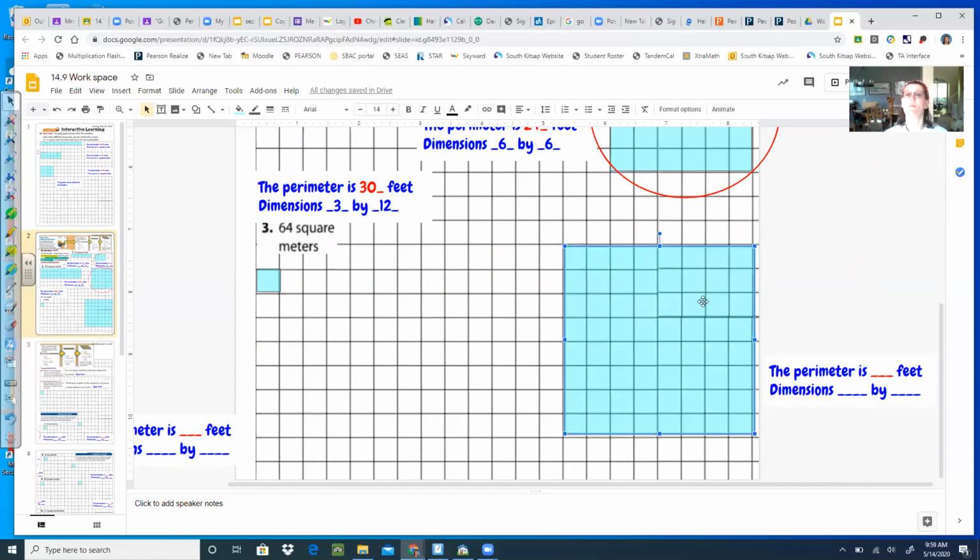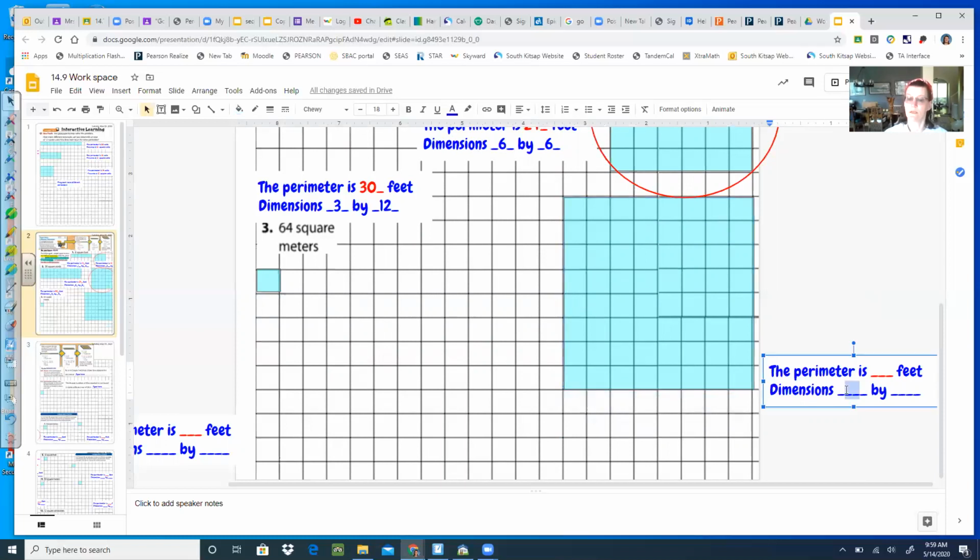I'm going to move him up, give myself lots of room on the bottom. Okay. I did not quite make him big enough, so let's go like that. Double check. 1, 2, 3, 4, 5, 6, 7, 8. 1, 2, 3, 4, 5, 6, 7, 8. So it is an 8 by 8.